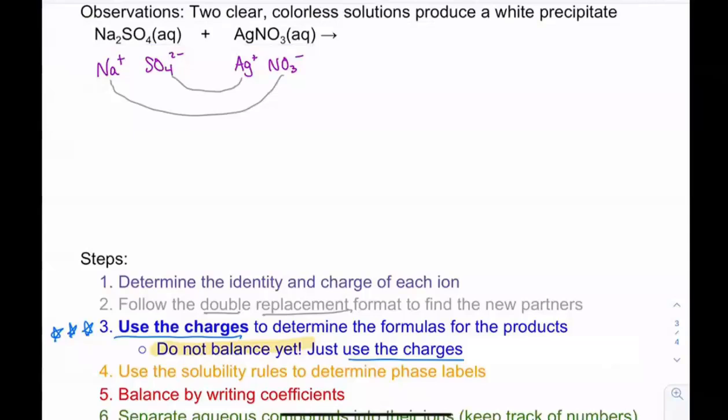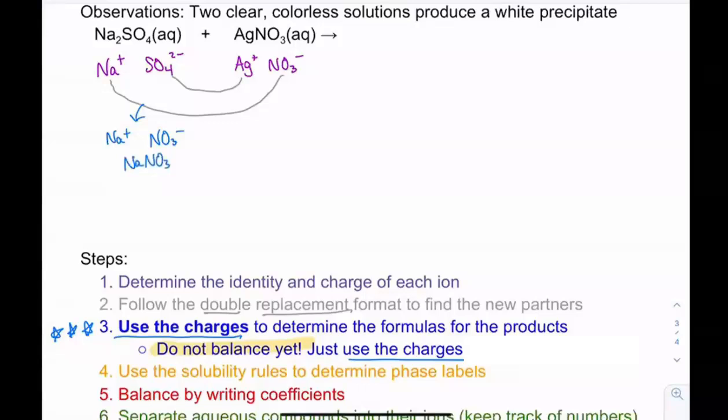Okay, so for the sodium and the nitrate, I have an Na plus and an NO3 minus. I'm going to think, how many of each of those do I need to make 0? Well, I have a +1 and a -1. Just one of each makes 0. So that's going to be NaNO3.